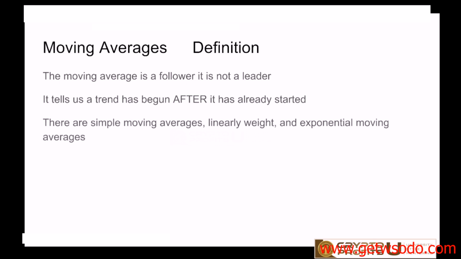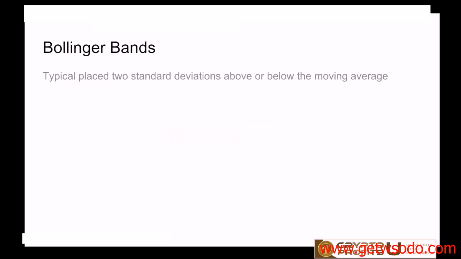Now, there are certain types of averages called simple moving averages. There are also linear weighted averages, I wrote that wrong, and exponential moving averages. So let's talk about the different types of these moving averages. There's moving averages and there's Bollinger Bands. The Bollinger Bands are nothing more than typically two standard deviations placed above or below the moving average. I'll show you what that looks like in a minute.